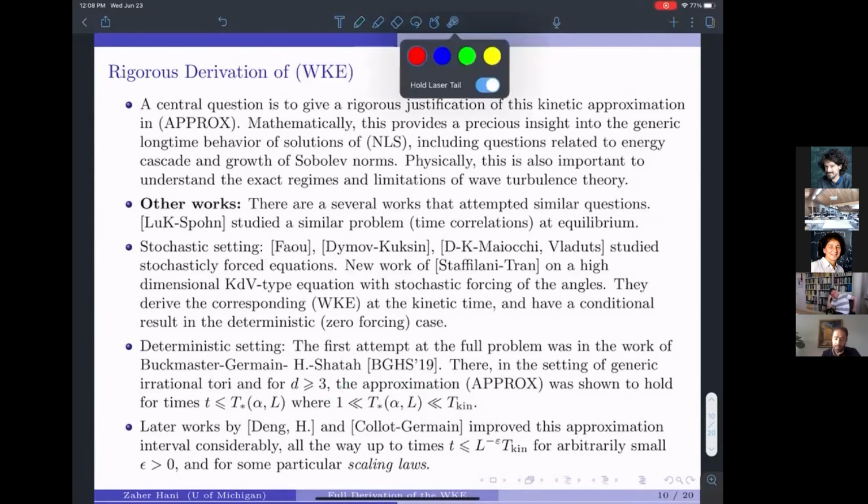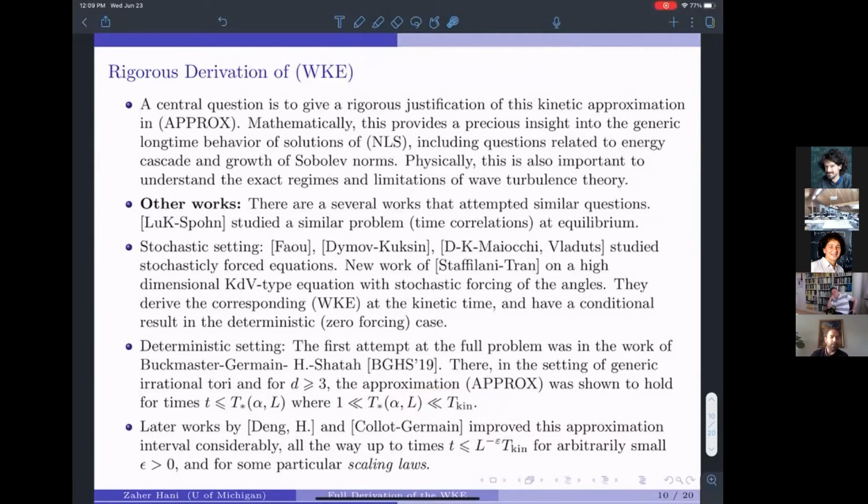But they were still much smaller than the kinetic time. Okay, so we were quite far from the kinetic time scale in this first work. In a way, the importance of that first work is that it sort of resolved a lot of the number theoretic issues that appear in this derivation. Okay, we'll talk about that a little bit later.